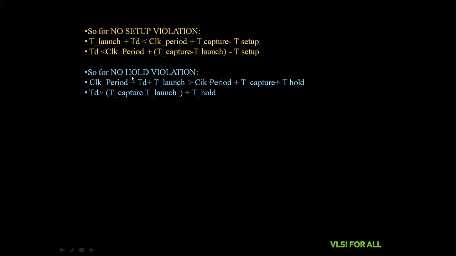For no hold time violation, the clock period plus TD plus T launch must be greater than the clock period plus T capture plus T hold. So after doing some calculation, the TD must be greater than T capture minus T launch plus T hold. So we need to satisfy these. We need to check these conditions.